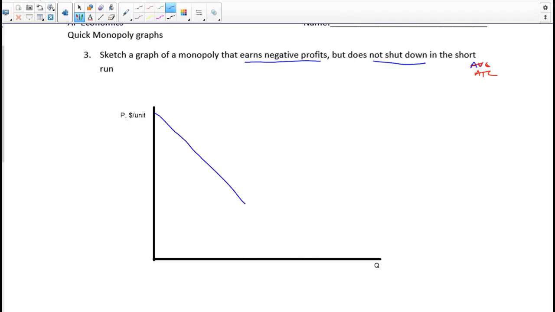Draw in your DARP curve, a nice straight line. Downward sloping demand equals average revenue and price. Marginal revenue kind of splits down the middle.